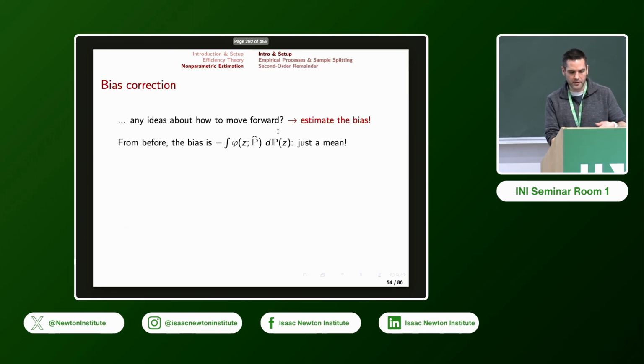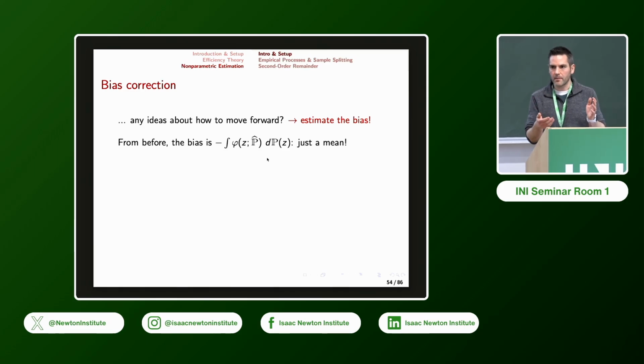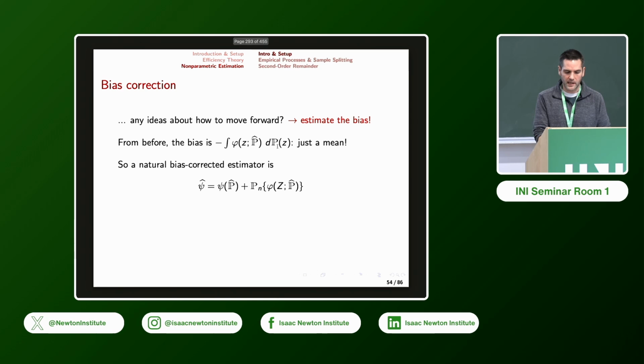So we want to try to do some bias correction. And this expansion is telling us something about the bias. It's really telling us that it's essentially just some mean. And so we can estimate that with a sample average and then subtract it off. And now we get an estimator which should have smaller bias, and we can actually show this.